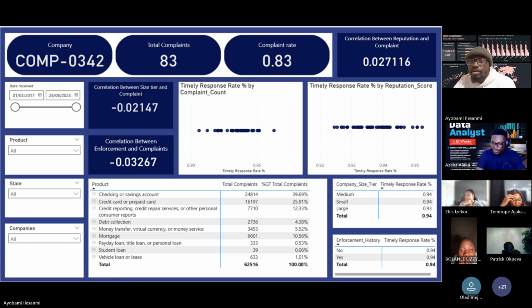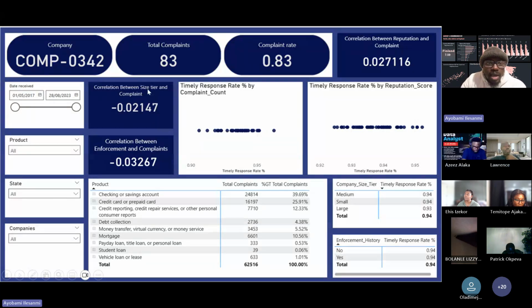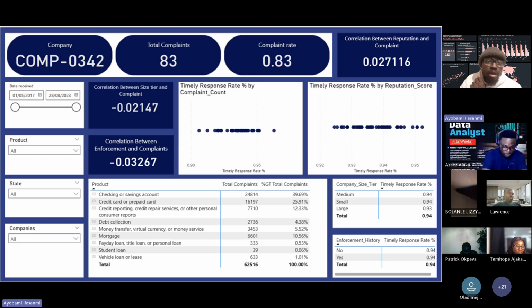Okay. So this correlation means that it has a low effect on the complaints. And the figure here, we have the correlation between size, style, and the complaints as minus 0.02. This one means that there is no correlation, no relationship between the size, style, and the complaints.